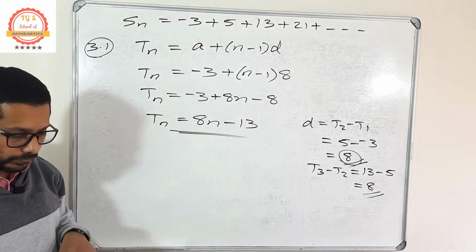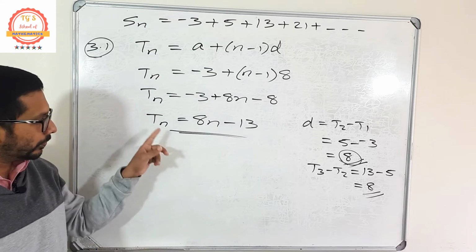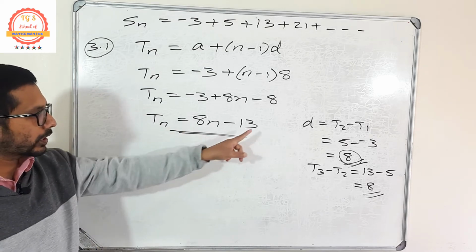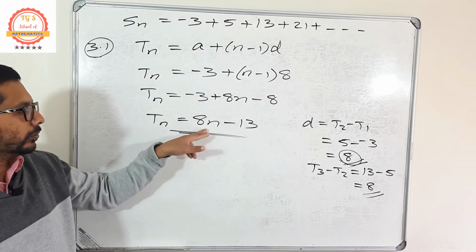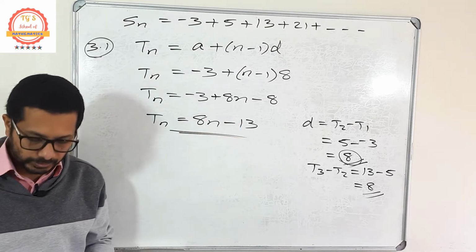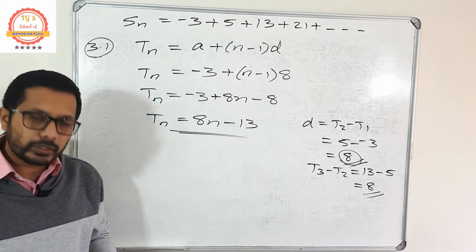Look at the question once more. Determine the general term of the series in the form of Tk is equal to bk plus c. So here what is the general term? Tn is equal to 8n minus 11. Now let's go to the next question, 3.2.